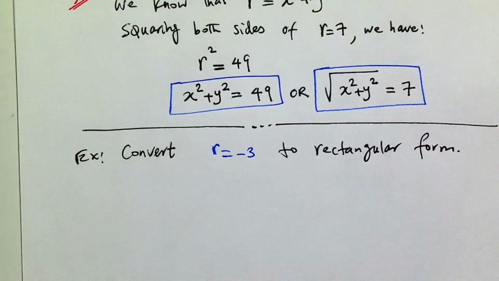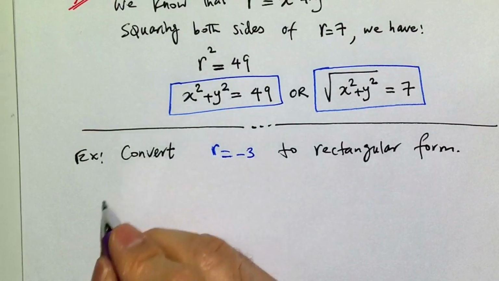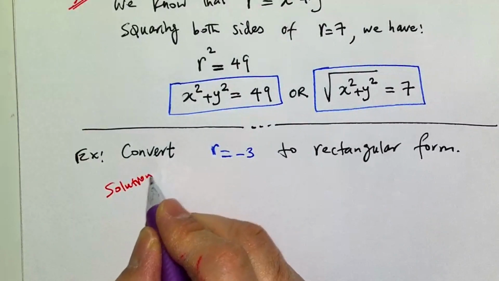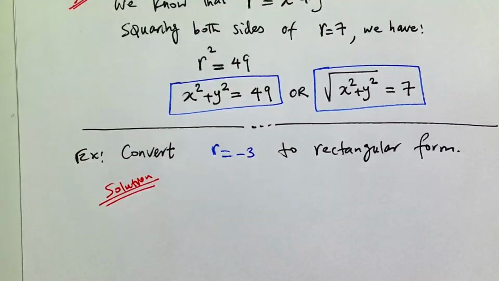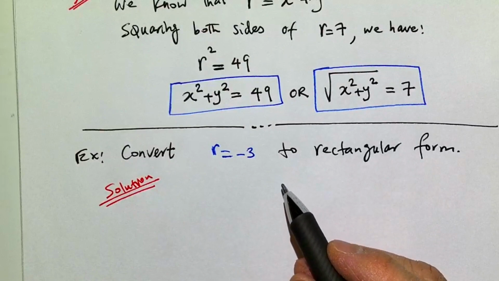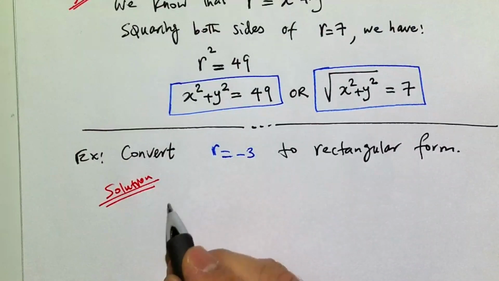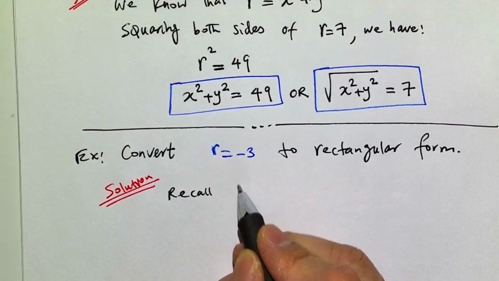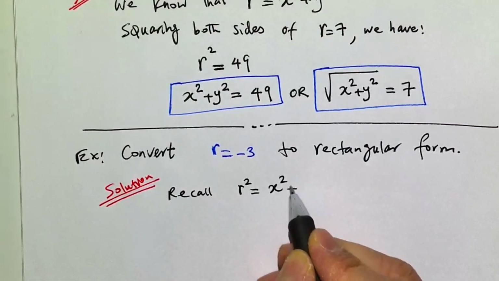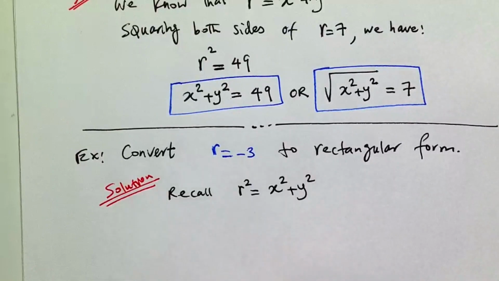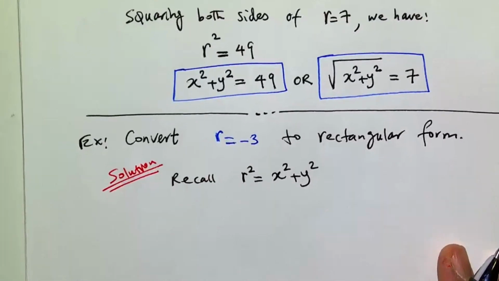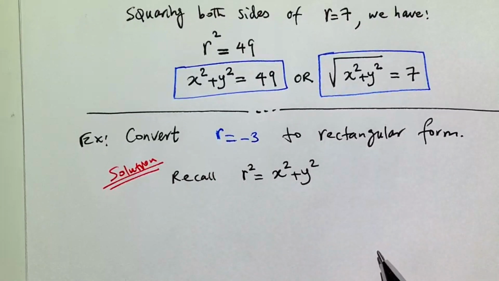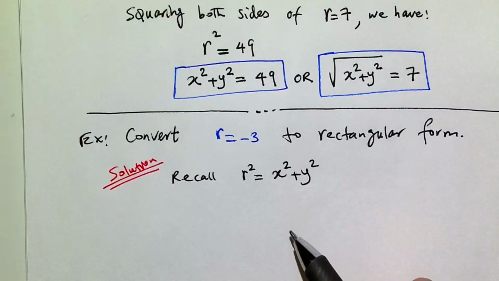Okay, so once again, we remember that r squared is equal to x squared plus y squared, right? Recall that r squared equals x squared plus y squared. This is coming from earlier when we introduced these formulas, and this is based on the Pythagorean theorem.